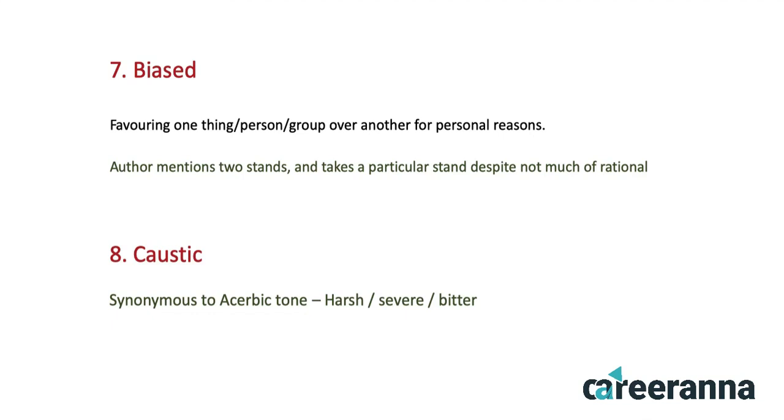The next one is caustic. Now caustic is synonymous to acerbic tone, where the author is trying to be harsh, severe or bitter in the way of his writing. Now you won't get caustic and acerbic as two different options for the same passage. You will get either caustic or acerbic. So if a passage is acerbic, it can be caustic. If a passage is caustic, it can be acerbic. So only one of them will appear in your answer options, because they mean one and the same thing.